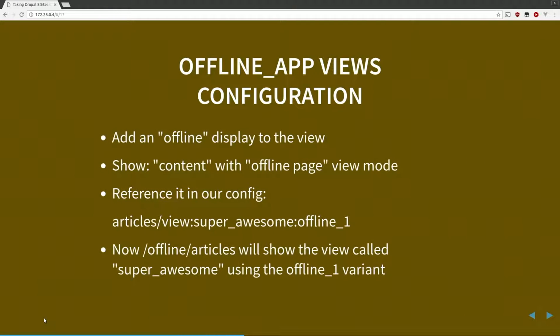If you were to do it with views, again, you just use an offline display mode. And in your configuration, you address things in a similar way where you use colons and slashes to separate out these details and make aliases. So if you follow these, articles/view:super_awesome:offline_1 is, if I went into views and made that offline view and clicked on it, I would see in the URL that the view mode of that view is called offline_1. The view name is super_awesome, and then view means it's a view. So that's what's going on there with those paths.